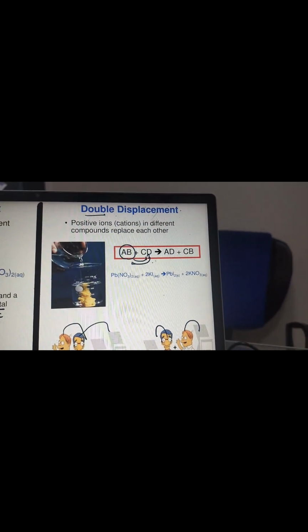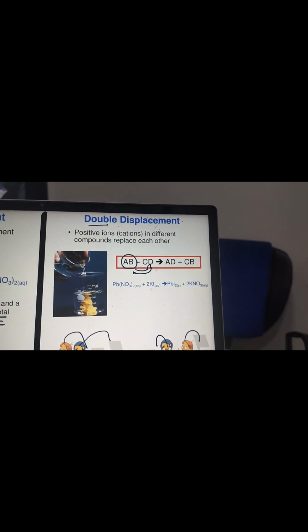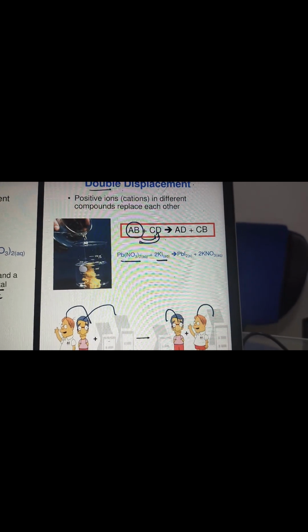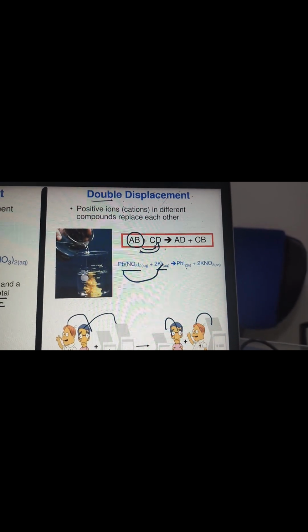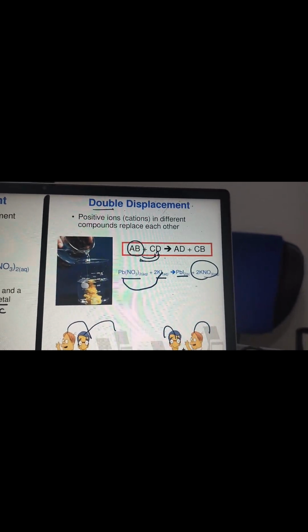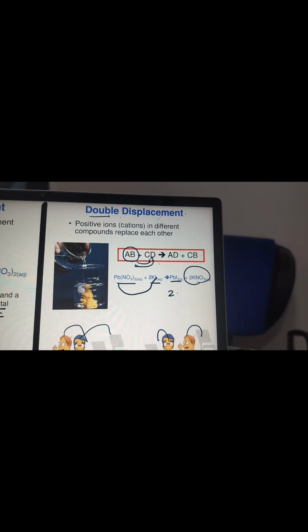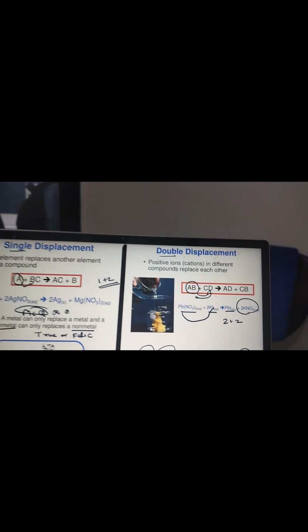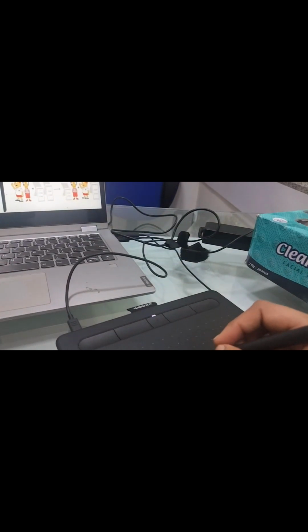See these things, AB plus CD is giving AD plus CB. See, lead nitrate plus potassium iodide, both of them got displaced. Pb got displaced with I, so PbI, and KNO3 got left. So this is where the 2 plus 2 element exchange takes place, whereas here only 1 plus 2 elements take place. This is how the double displacement reaction occurs.